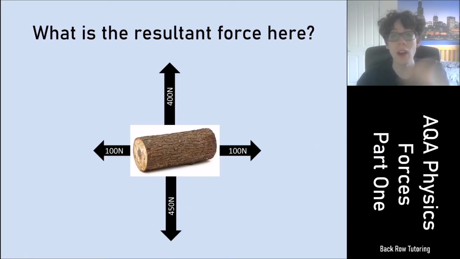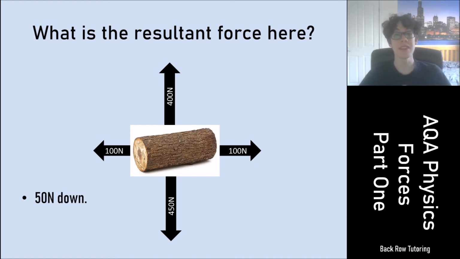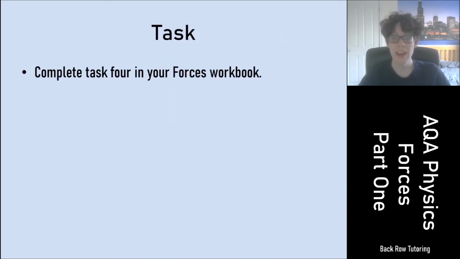So this log has 450 newtons acting downwards, 400 newtons acting upwards, 100 to the left and 100 to the right. So the resultant force here would be 50 newtons downwards. And that's because 450 take away 400 is 50 newtons, and the 100 to the right and 100 to the left cancel each other out to have an overall force of 0. So we are left with a 50 newton force in the downwards direction. If you're following along in your revision workbook, pause the video now and complete task number 4.